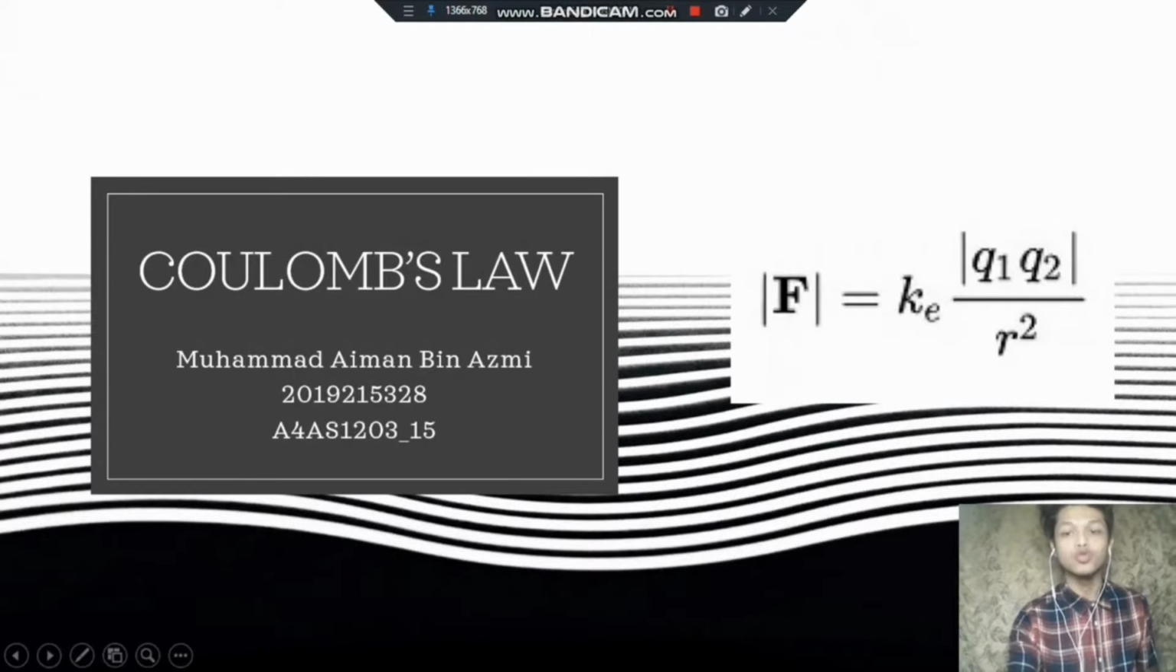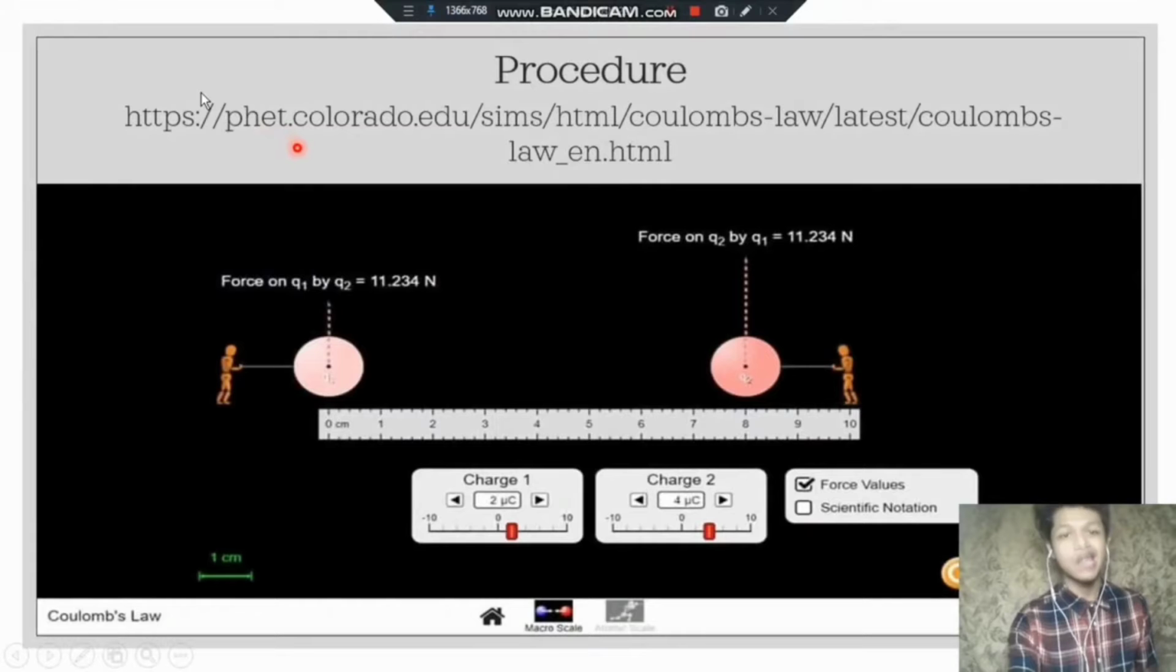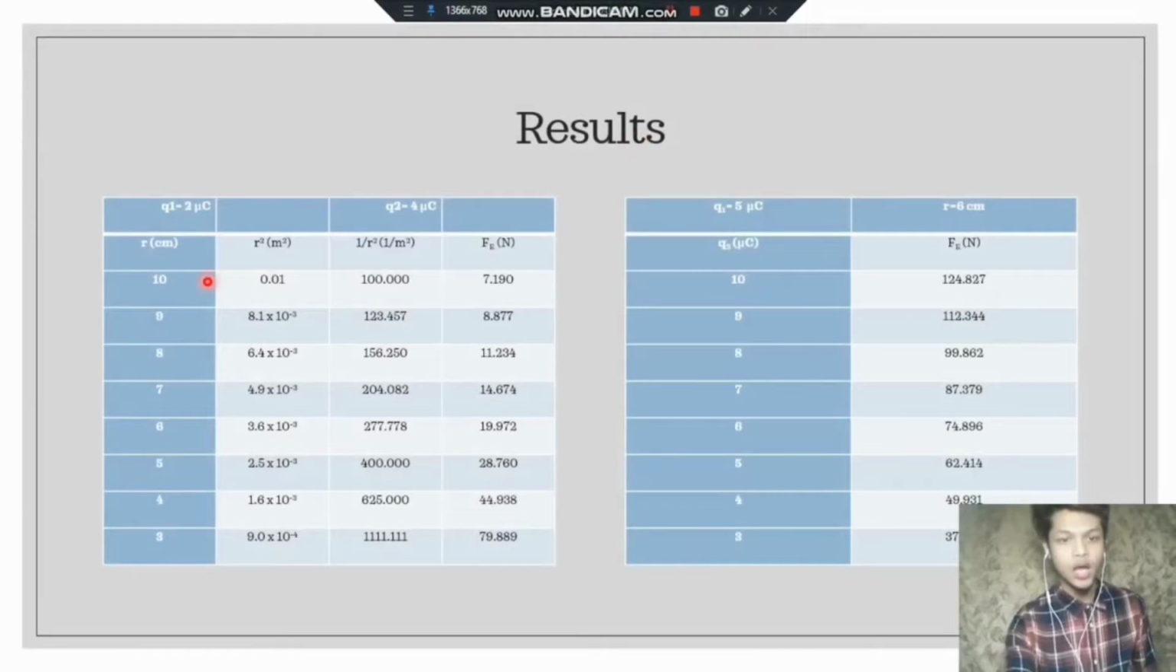Today I'm going to summarize experiment 1, which is Coulomb's law. The formula of Coulomb's law is F = k Q1 Q2 over r squared. The procedure has links and just follows the lab manual for physics. We need to change the value of the result we got after we use that method, and just follow the procedure.